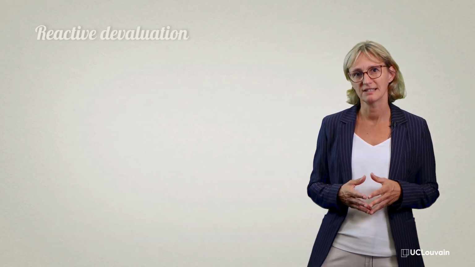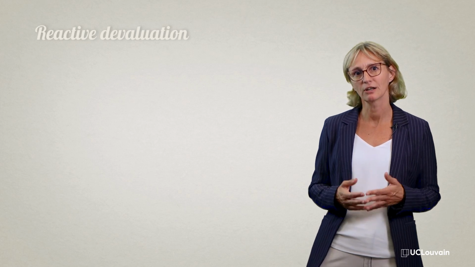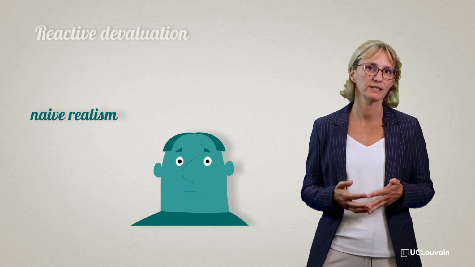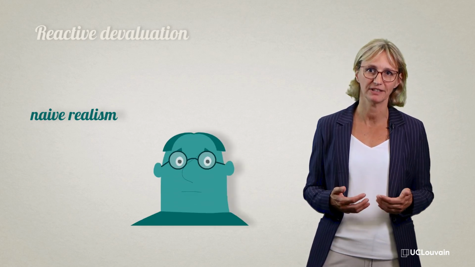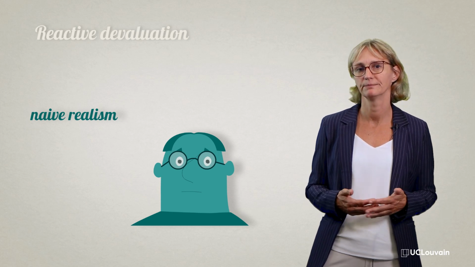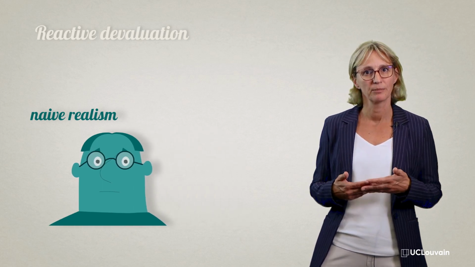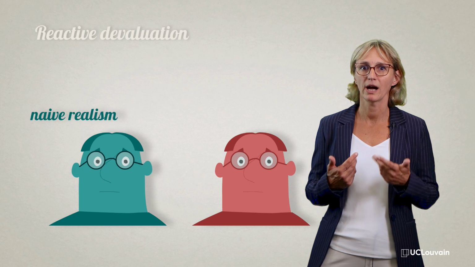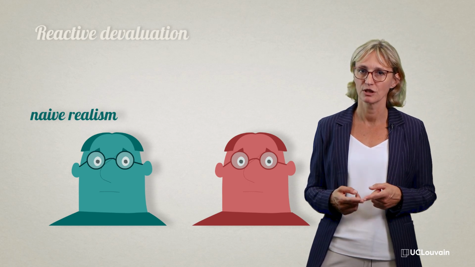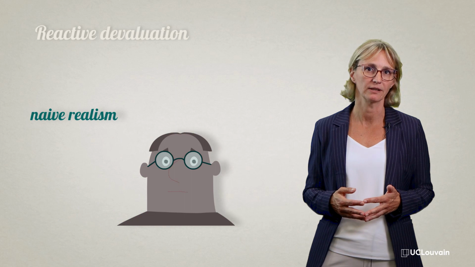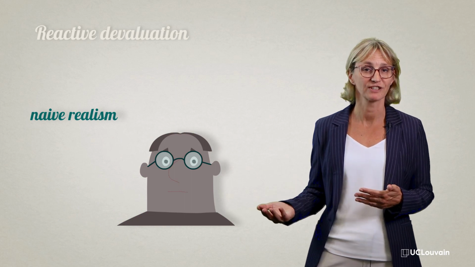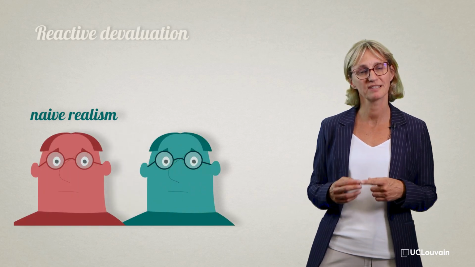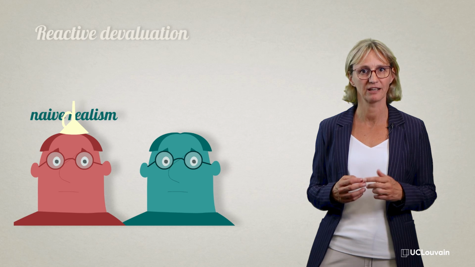Reactive devaluation is explained in part by a phenomenon called naive realism. Naive realism is the belief that one is able to apprehend reality objectively, dispassionately, and without error. Naive realists believe that because they are objective and rational, anyone else who has the same information as themselves should perceive reality in the same way and therefore reach the same conclusion. As a corollary, anyone who questions reality will be seen as biased and irrational by naive realists.